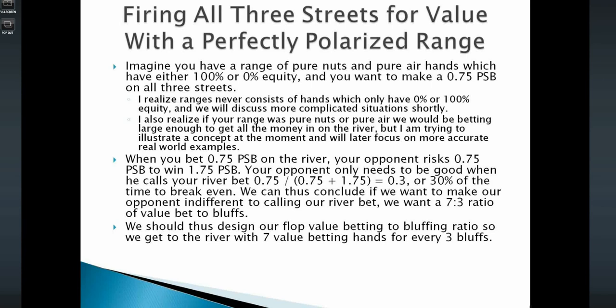So when we're trying to figure out what our value betting to bluffing ratio should be on the flop, we want to realize what our end goal is. Our end goal is we want to be betting the river with a balanced range so there is a certain set of hands in our opponent's range where he's indifferent to calling. If we bluff the river too much, then he's always going to call with all of his marginal strength hands because he knows he's going to win too much. If we're bluffing too little, then he's going to always fold everything because our opponent always has a bluff catcher and we know we're not bluffing enough for him to ever justify a call. So our goal here is to get to the river with 7 value betting hands and 3 bluffs.